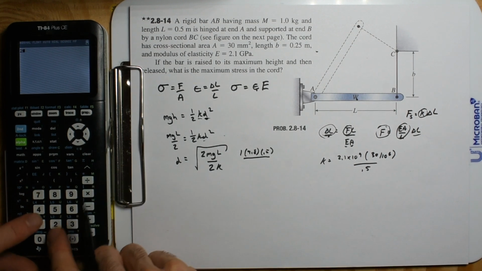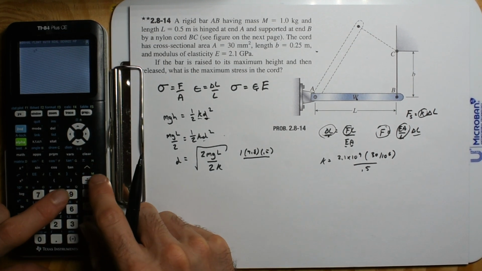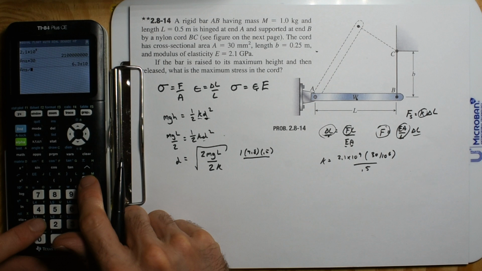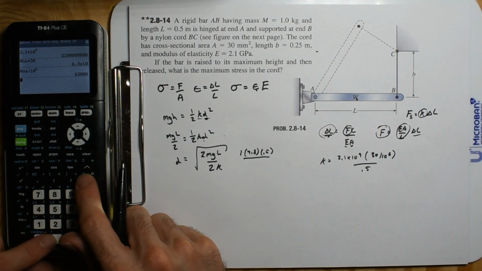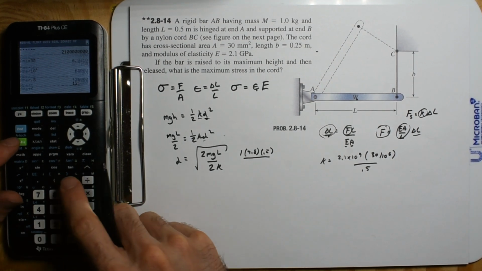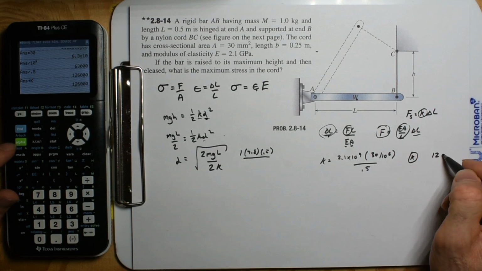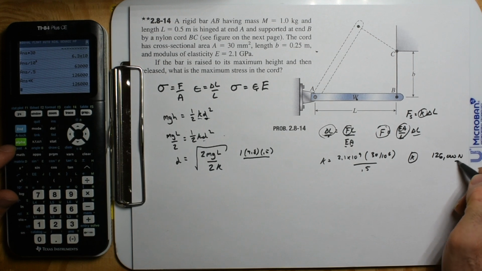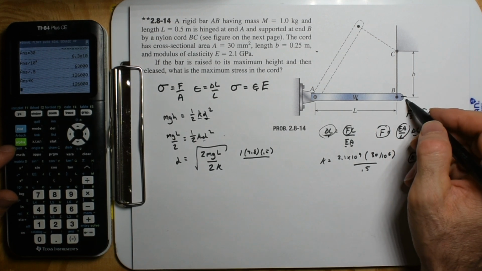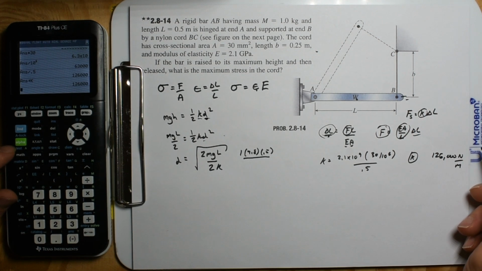Cool. So we're 2.1 times 10 to the 9 times 30 divided by 10 to the 6 divided by 0.5, stored as alpha k. So this is stored as alpha k, and it's a normal number. 126,000 newtons per every meter that this cord stretches. You know what I mean?